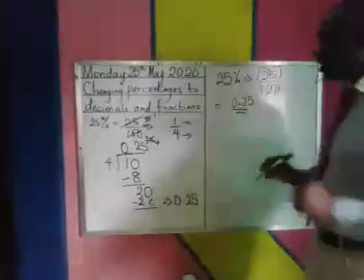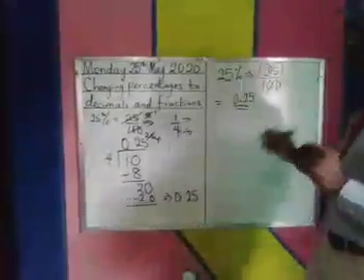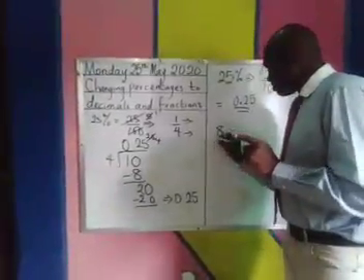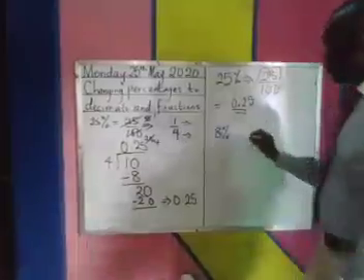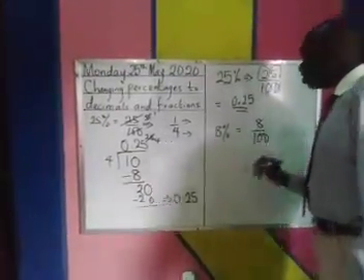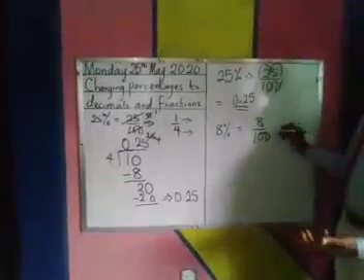Now let's try the second one. We have 8%, right? 8% simply means we have 8 over 100. Reduce to the lowest term now.